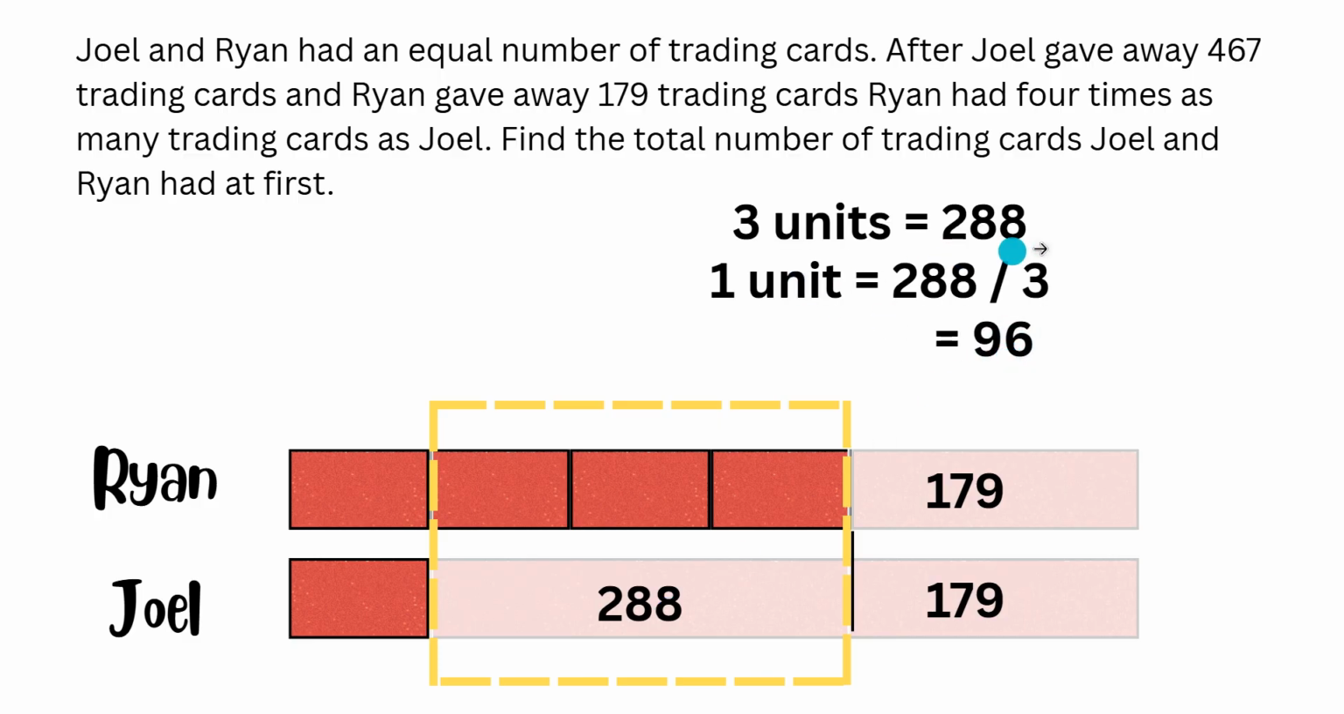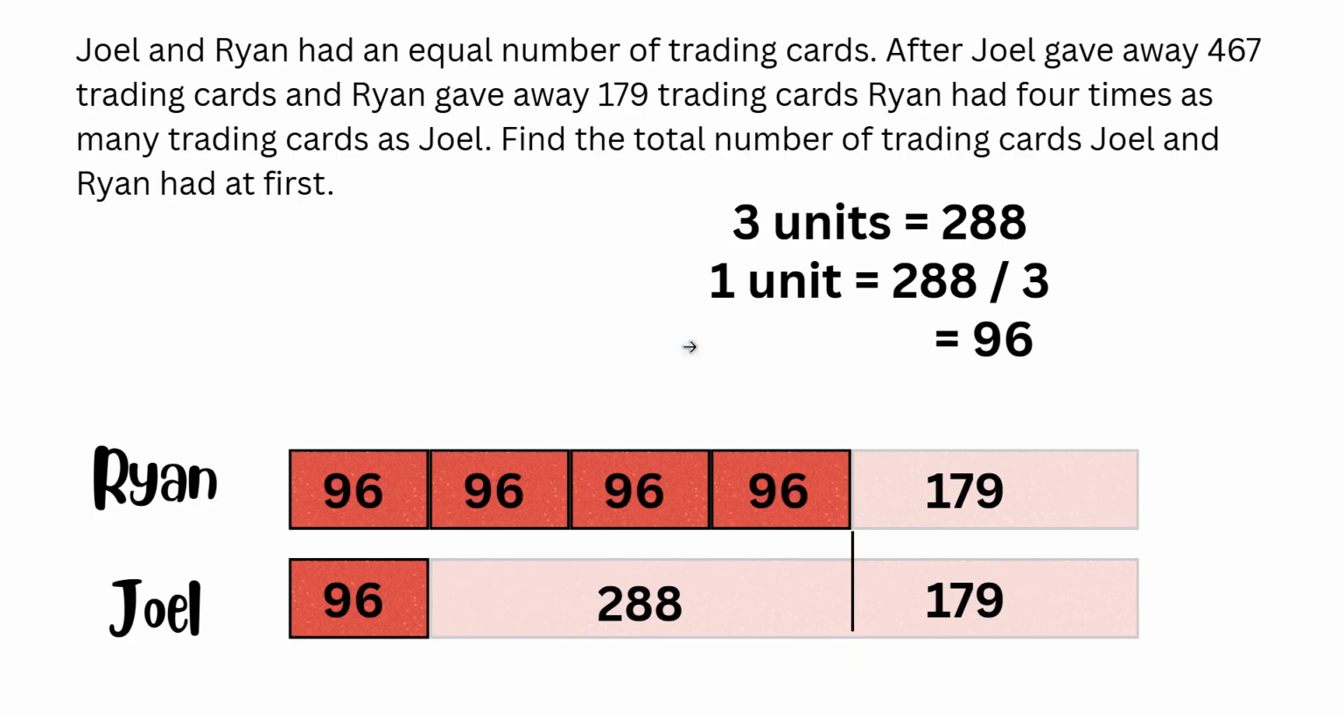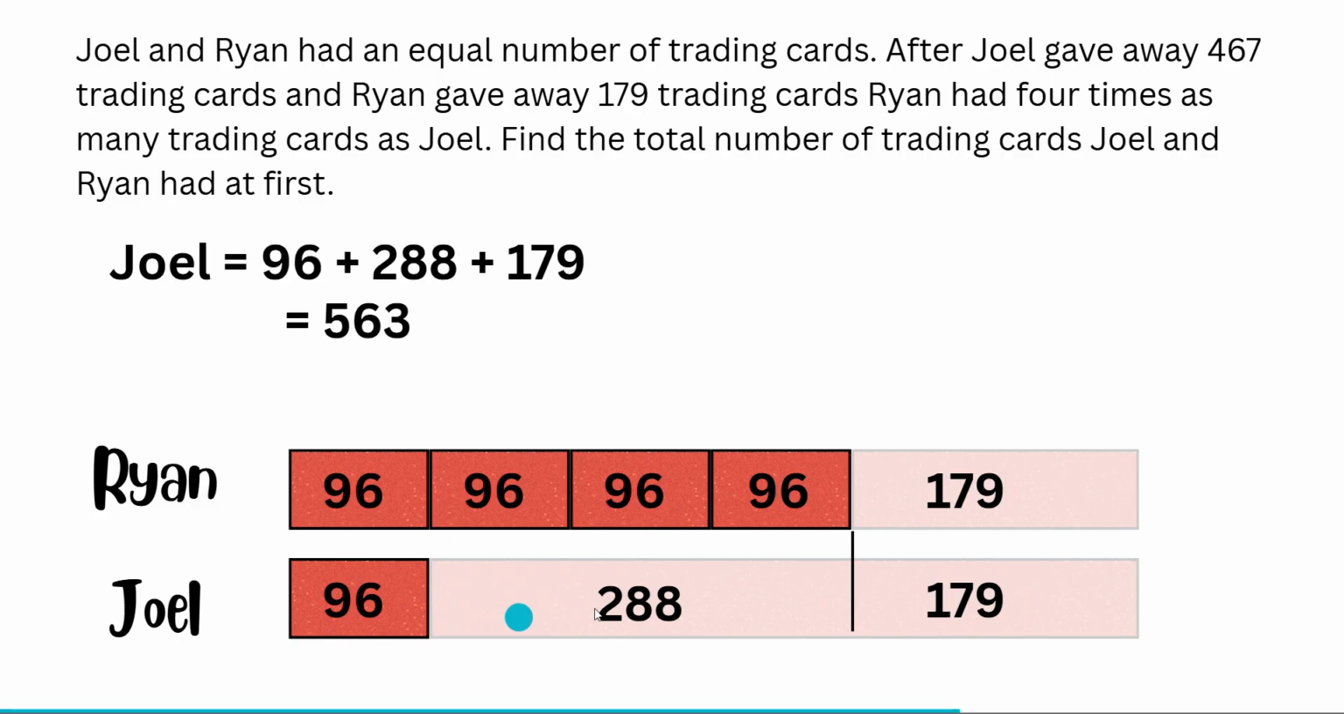So we say 3 units is equal to 288, and 3 are identical units, which means 1 unit should be 288 divided by 3, which gives us 96. So each of these units here is equal to 96. So now we want to find out the total number of trading cards Joel and Ryan had at first. We can either add up all of these, or we just find, let's say for Joel, and then times 2. So Joel had 96 plus 288 plus 179. That is 563. And Ryan also had 563.